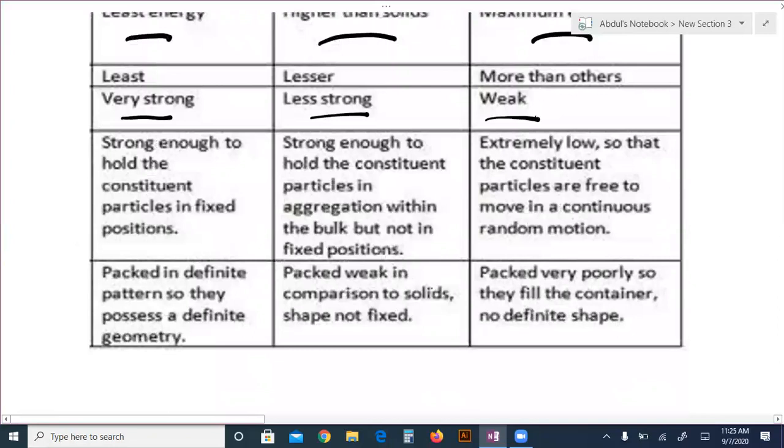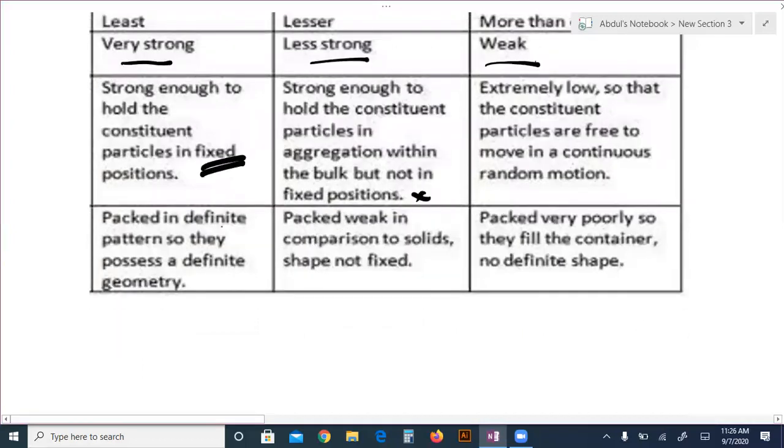Strong enough to hold the constituent particles in a fixed position for solids. For liquids, strong enough to hold the constituent particles in aggregation within the bulk, but not in a fixed position. So fixed position, no fixed position. For gases, extremely low force of attraction, so the constituent particles are free to move in continuous random motion. In solids, the particles are packed in a definite pattern, so they possess a definite geometry. In liquids, packing is weaker in comparison to solid, shape not fixed. In gases, packed very poorly, so they fill the container, no definite shape.